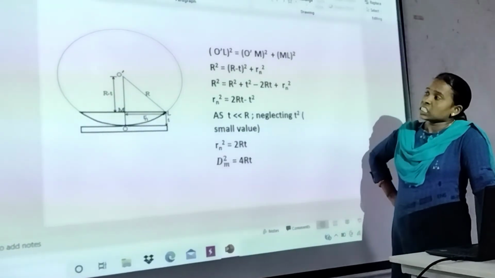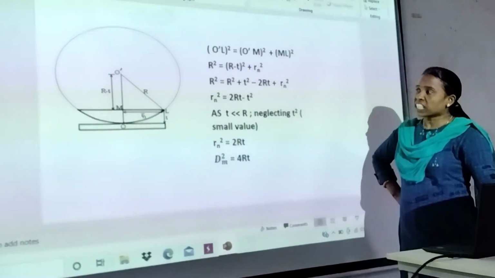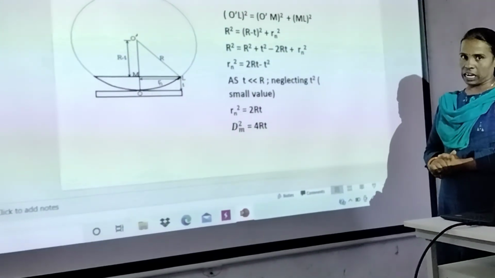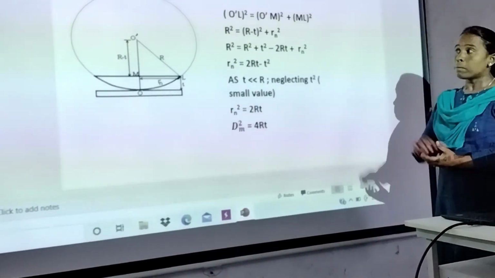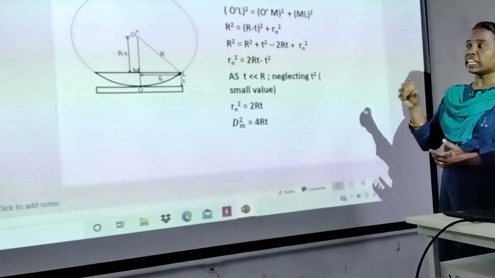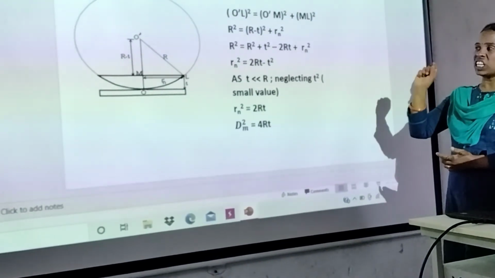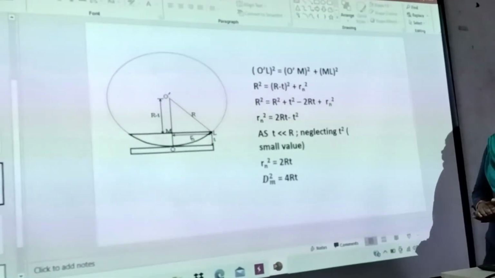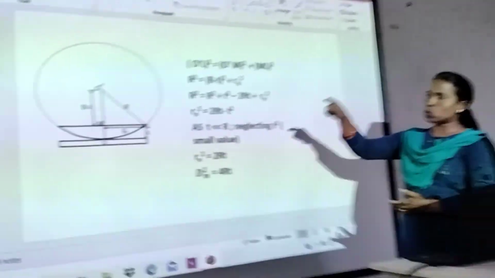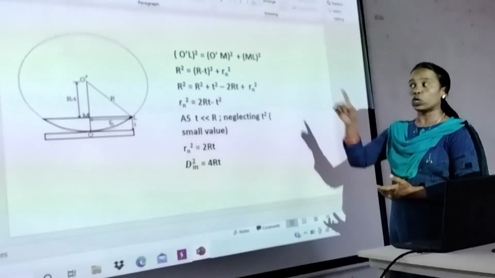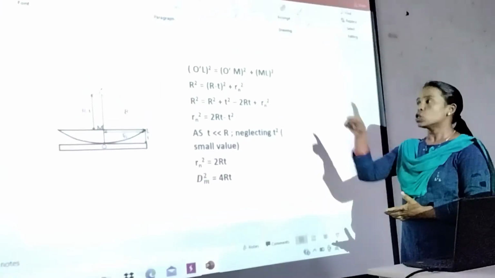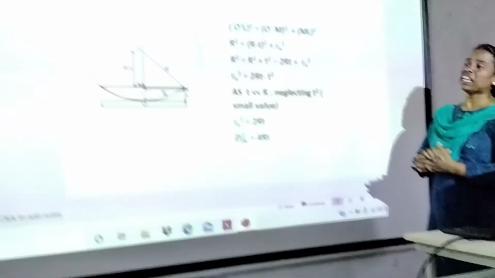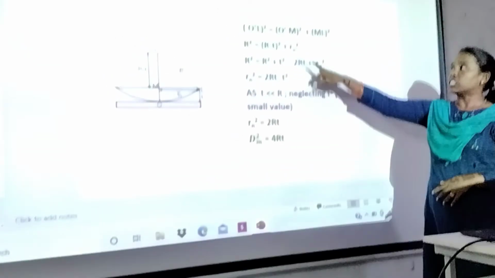So, what is O dash M? Actually, the thickness of the air film is T, but O dash to O is capital R, but I need only O dash to M, and clearly M to O is the thickness of the air film. That's why I will get the distance O dash to M as R minus T, because O dash to O is R, not O dash to M. So O dash to M will become R minus T. And ML is nothing but the radius of the Newton's ring, which I took as Rn.